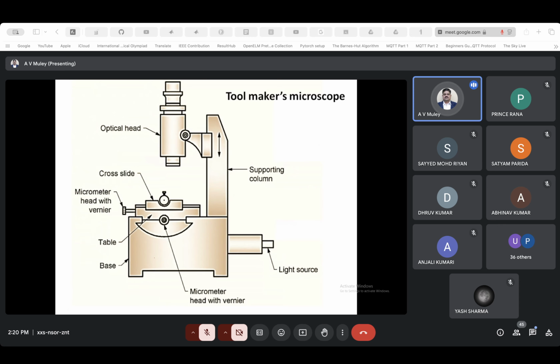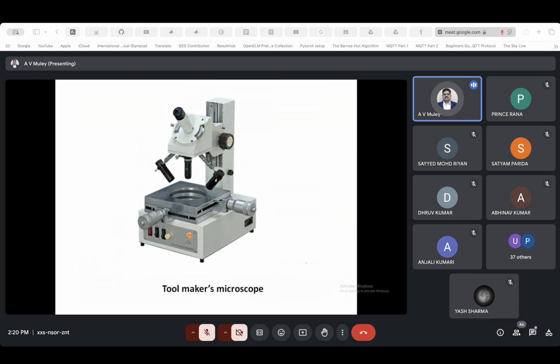So this is another version of this tool maker's microscope, the optical head. जैसे मैंने बताया था आपको, this is the optical head. This is a cross slide. Okay, so that moves in this direction. ये आपका micrometer है, ये table है, ये इस direction move करेगा, and so on. तो ये सारी चीजें इसमें होती है. This is the actual figure of this tool maker's microscope. This may be available in your lab basically. Maybe, I don't know exactly, but शायद है हमारे पास.